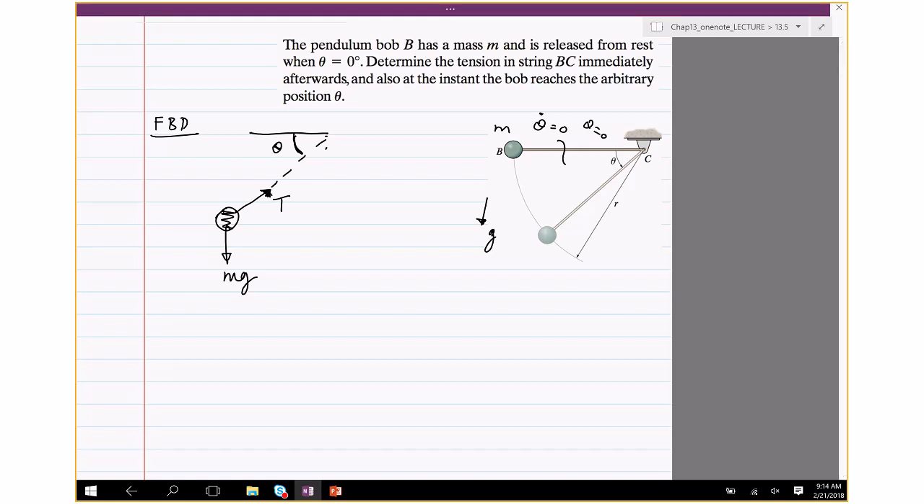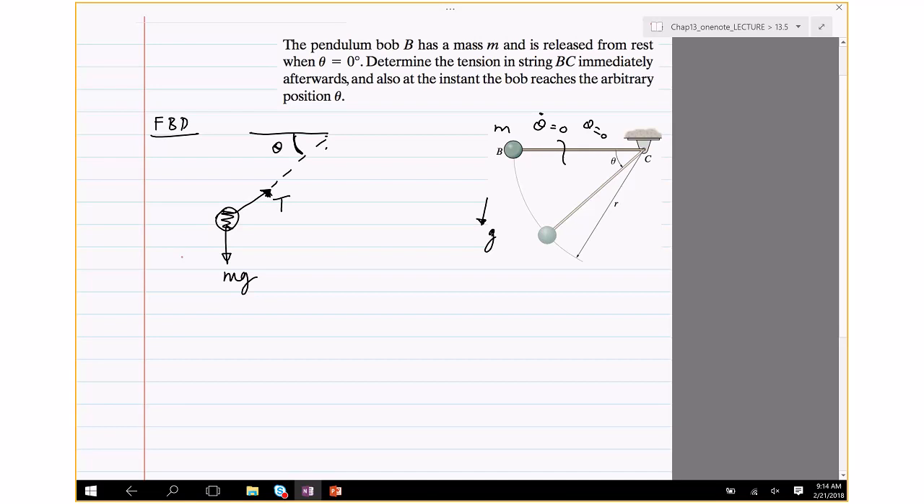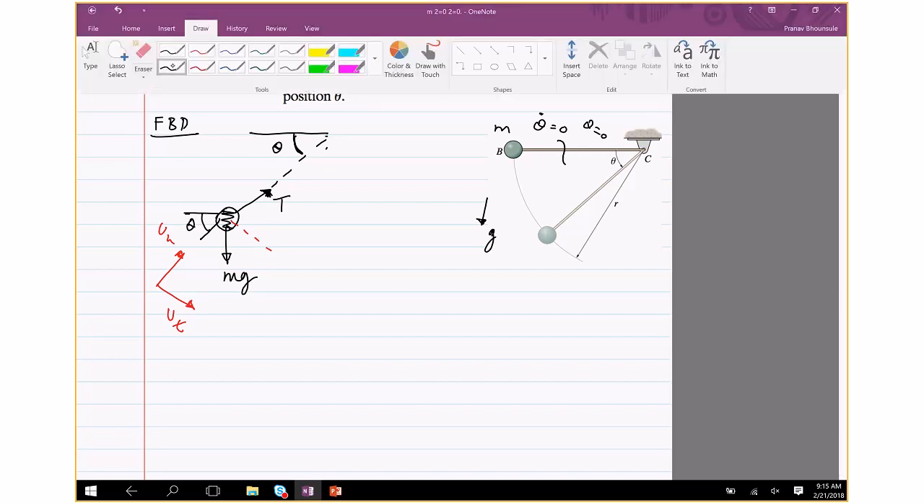So let's use the n-t coordinates. I'm going to draw the n-t coordinates here to aid me in writing the equations of motion. Ut is along the tangential direction. Un turns out to be in the direction of the tension. So this angle is also theta. Okay, so you're all set to write the equations of motion.